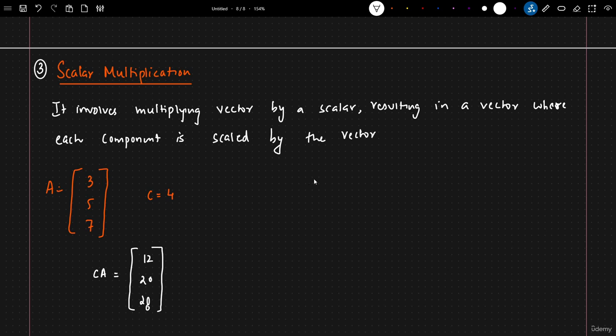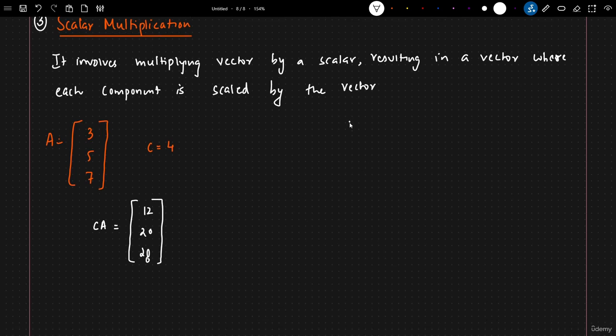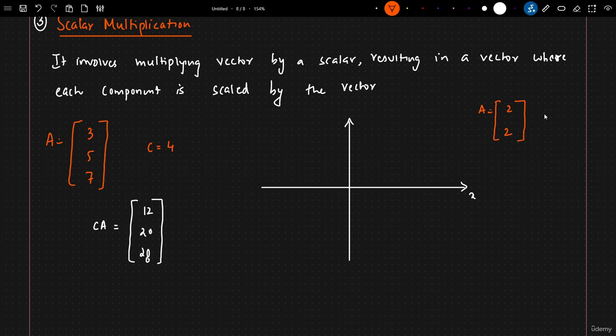Now it is important for you all to understand how this looks in the coordinate system also. So if I have this coordinate system, with my X and Y coordinates, let's consider a vector 2, 2. So this is 1, 2, 3, 4, 5, and here also 1, 2, 3, 4. This is my Y coordinate. Now the vector 2, 2 will be present over here, and this is the direction of this particular vector.